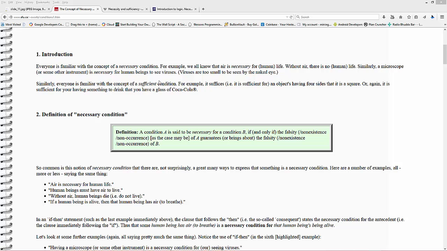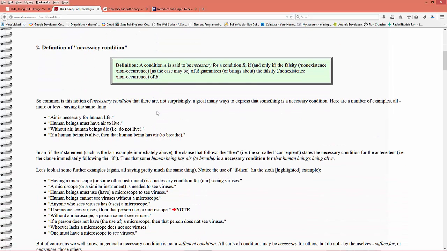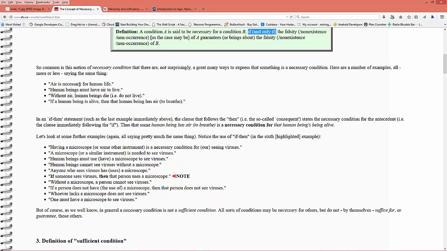However, both of these conditions require clarification. Let's look at another definition of a necessary condition. A condition A is said to be necessary for condition B if and only if the falsity, or the non-occurrence of A guarantees or brings about the falsity or non-existence of B. Notice this does not prove truthfulness, but falsity. Here are a number of examples. Air is necessary for human life, is not necessarily sufficient. Human beings must have air to live.